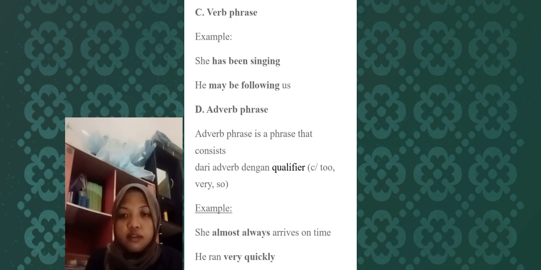Adverb phrase. An adverb phrase is a phrase formed from an adverb with a qualifier such as "very" or "so." Example: "She almost always arrives on time." "He ran very quickly." In those sentences, the adverb phrases are "almost always" and "very quickly."